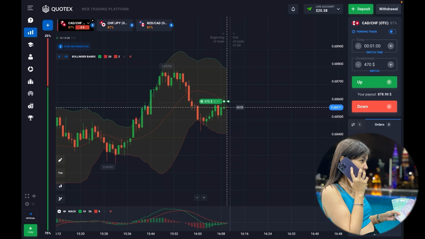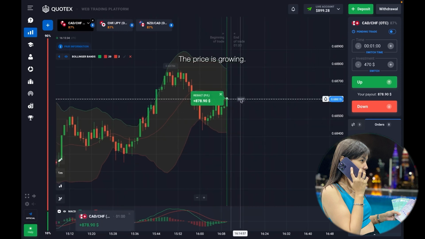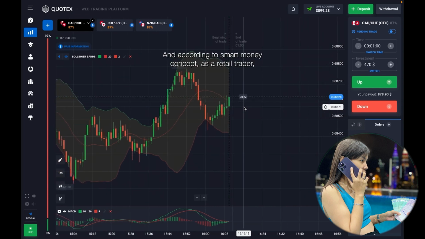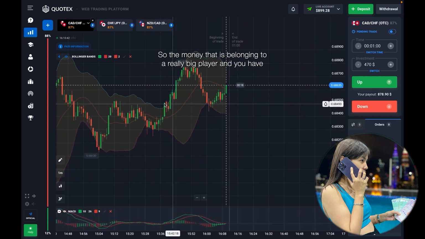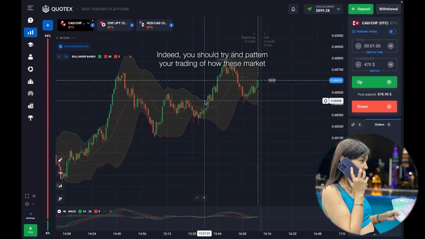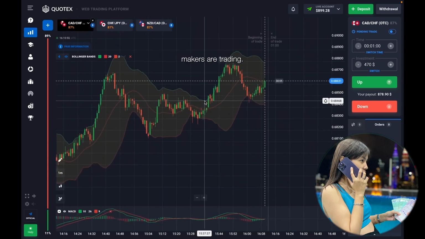So I'm maximizing the profit, and that is great. The price is growing, and according to the smart money concept, as a retail trader, you should base your strategy on what is happening with smart money. That is the money belonging to really big players, and you just have to adapt your moves to their strategy. Indeed, you should try to pattern your trading on how these market makers are trading.